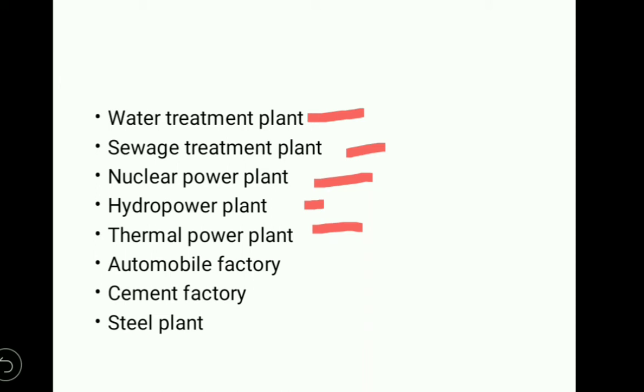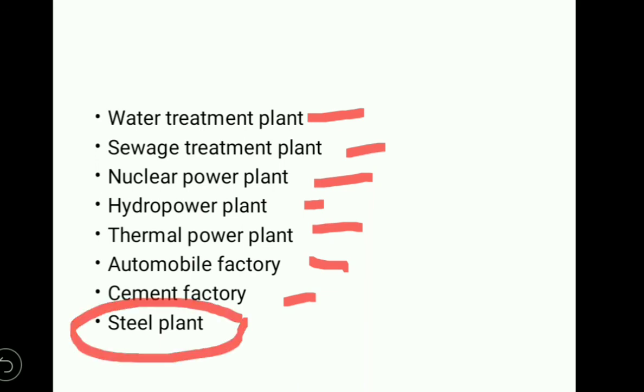Next, automobile factory. Automobile is a product or output, so factories are named by output. Automobile factory. Cement factory. Cement is an output, so cement factory. But here, look at this.